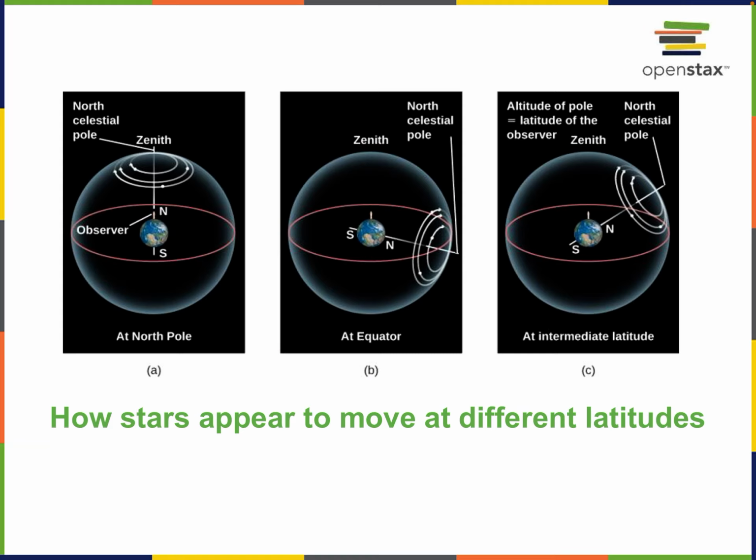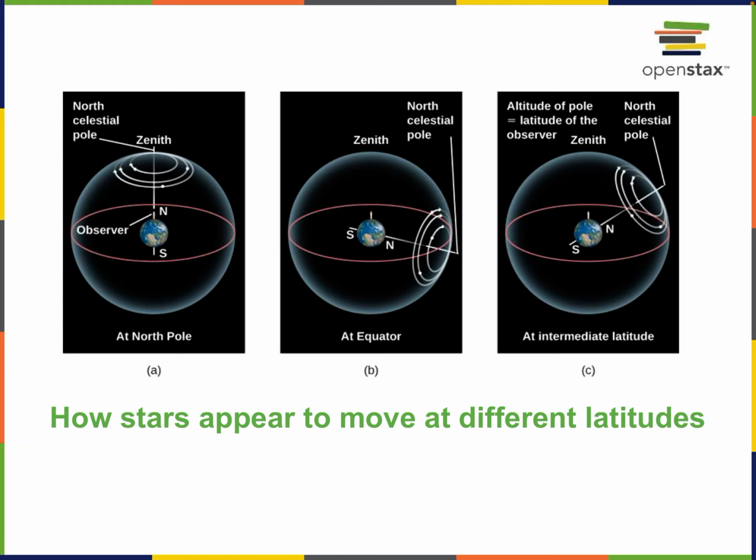Chicago's latitude is 42 degrees north, so Polaris is 42 degrees above our northern horizon. The image at the right shows how stars appear to move in our sky at mid-latitudes. Stars that are close to the North Celestial Pole never rise or set. They just go round and round. They're called circumpolar stars. Those that are further away rise somewhere in the east and set somewhere in the west.